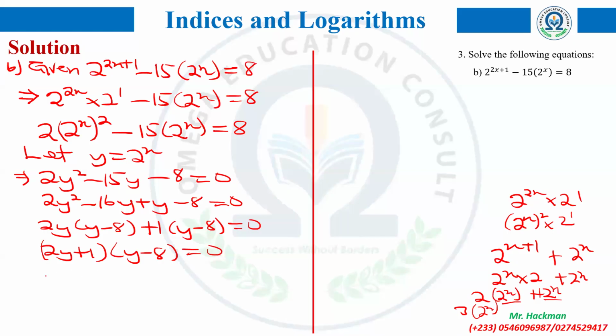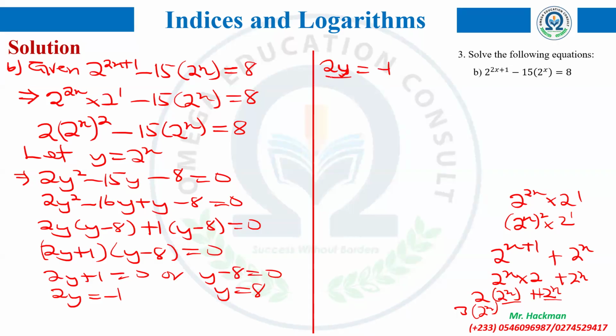You set each of the factors to 0, so you are going to get 2y plus 1 is equal to 0, or y minus 8 is equal to 0. So you are going to get 2y is equal to minus 1 here. You write it again before you divide. I will go to that side here. y is equal to what? 8. So if I come here, I'm going to get 2y is equal to minus 1 again over 2. So I'm going to get y to be equal to minus 1 on 2. Is that clear?